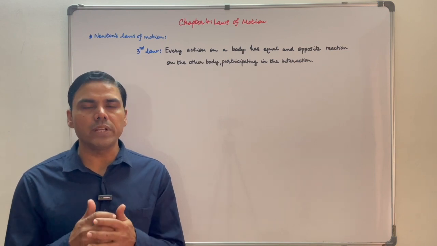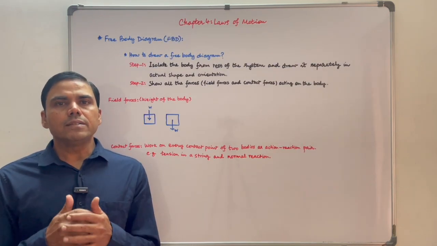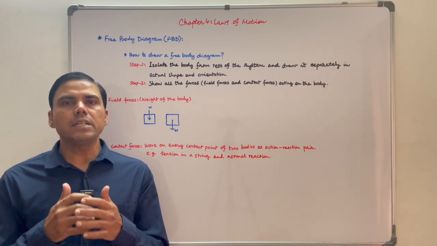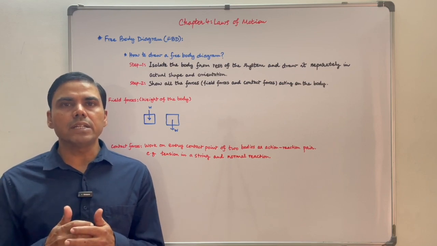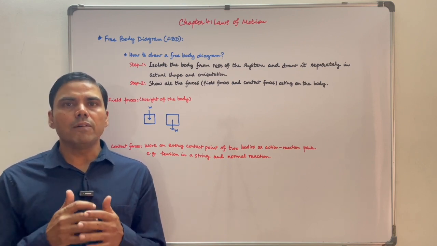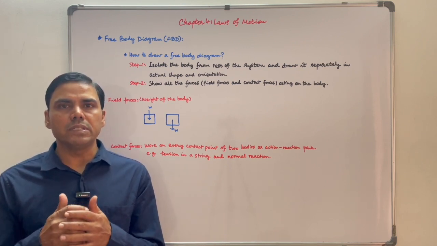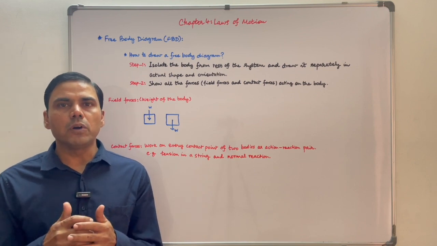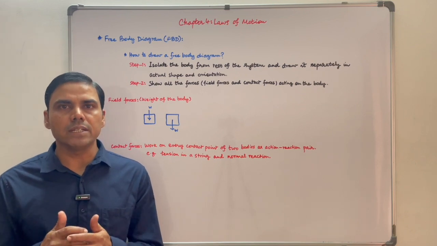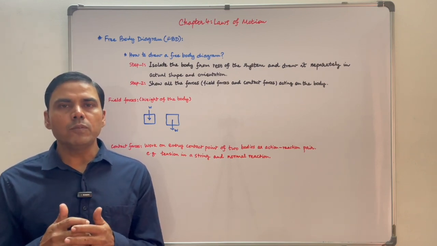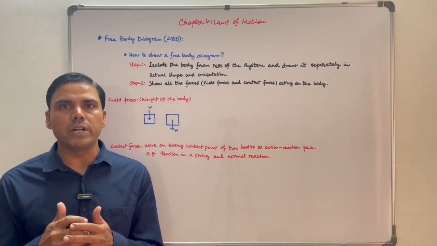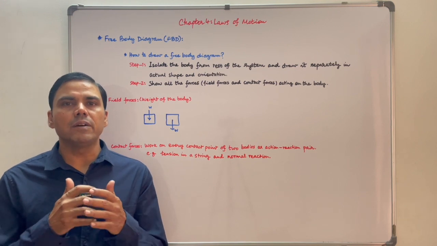Let us understand what is a free body diagram. A free body diagram is a pictorial representation in which a body under consideration is assumed isolated from rest of the system. To draw a free body diagram, it is a two-step procedure. In first step, isolate the body from rest of the system and draw in its actual shape and orientation. In second step, show all the forces, whether they are contact forces or field forces acting on the isolated body. We will draw a couple of FBDs in a while.